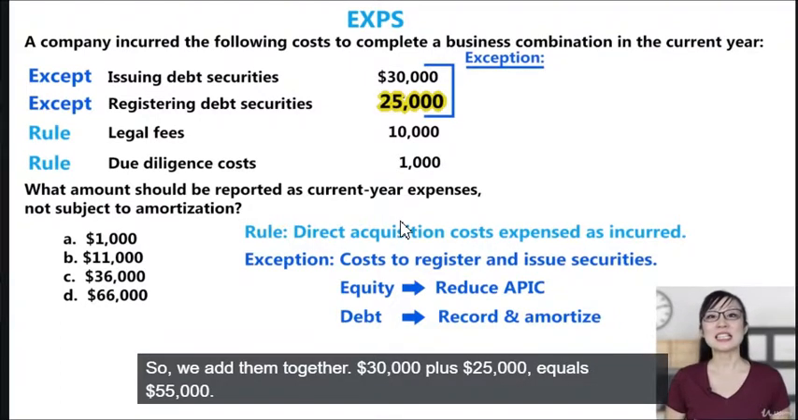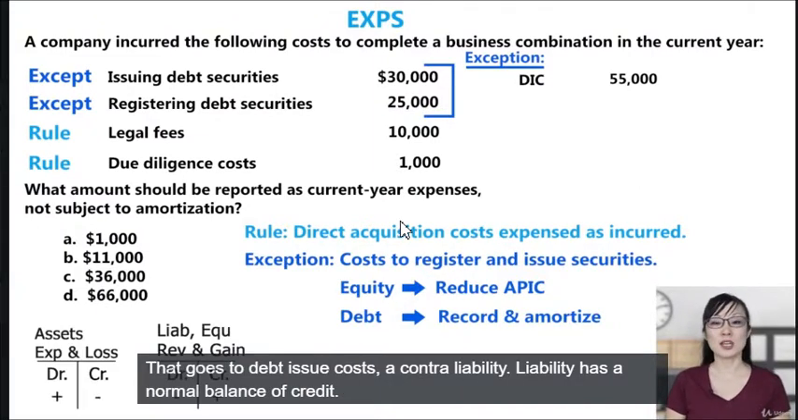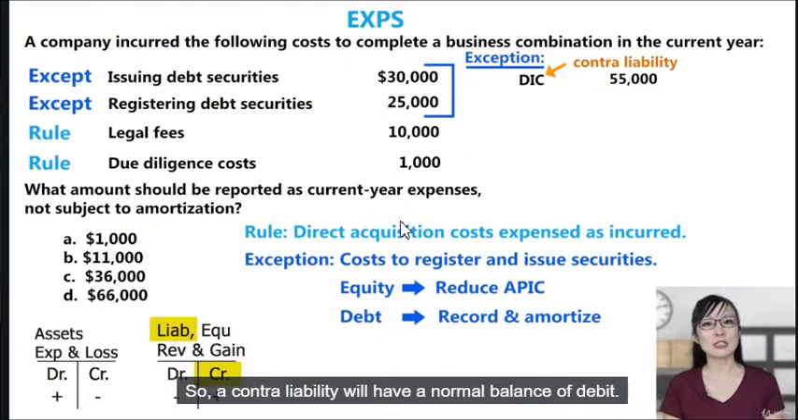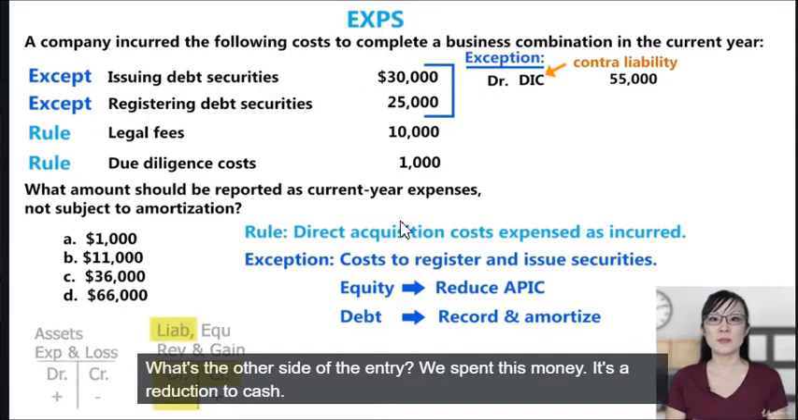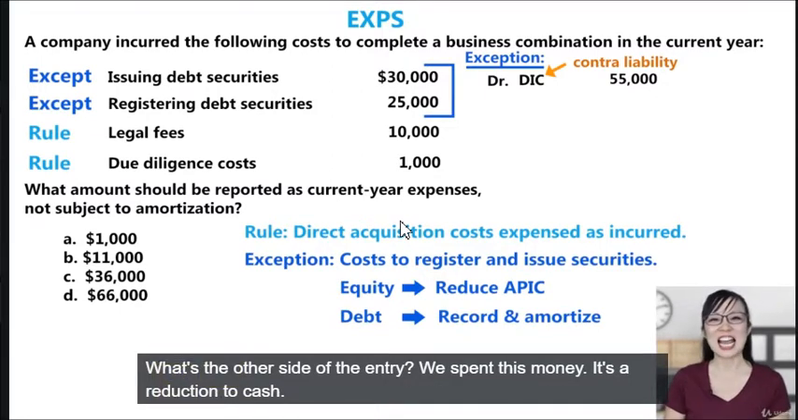$30,000 plus $25,000 equals $55,000. That goes to debt issue costs, a contra liability. Liability has a normal balance of credit, so a contra liability will have a normal balance of debit. What's the other side of the entry? We spent this money. It's a reduction to cash.